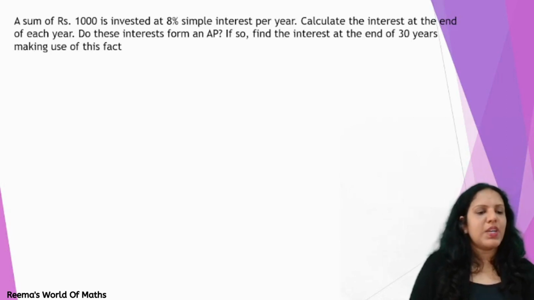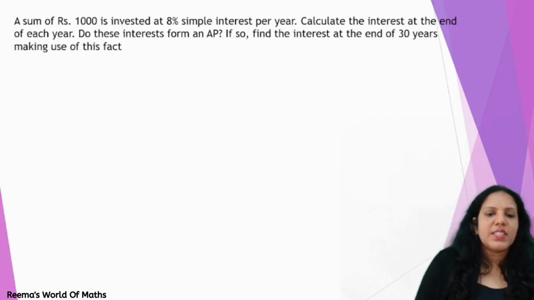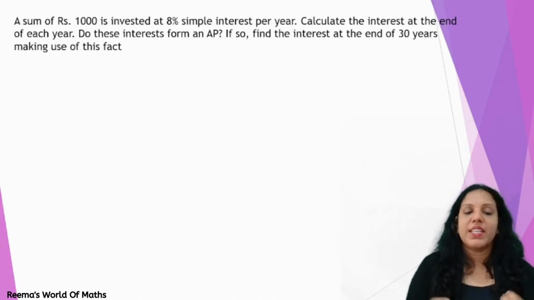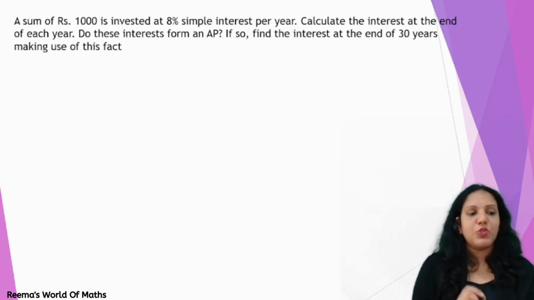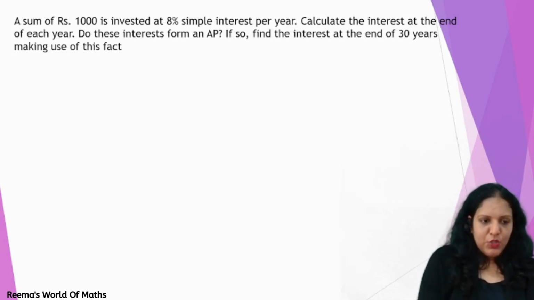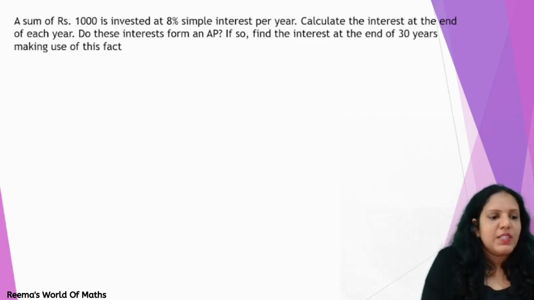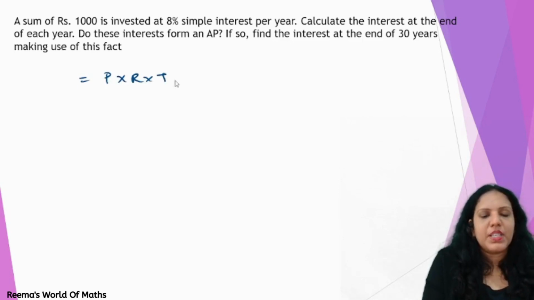A sum of rupees 1000 is invested at 8% simple interest per year. Calculate the interest at the end of each year. Do these interests form an AP? If so, find the interest at the end of 30 years making use of this fact. So we need to find the simple interest per year. We know the formula: simple interest is principal multiplied by rate of interest multiplied by term. Correct? So that is for the first year.